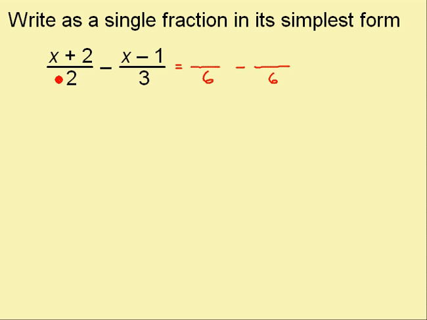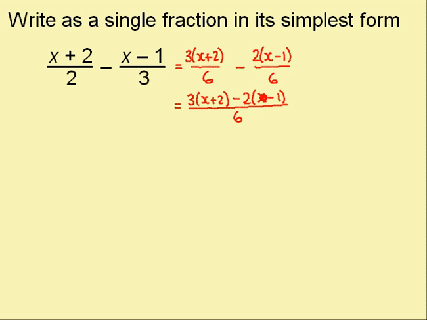How many times does 2 go into 6? Well, it goes in 3 times. So on the top here, I need to multiply by 3. I've got 3x plus 2. In the same way, this side needs to be multiplied by 2. So I've got 2x minus 1. Now I can rewrite this as one single fraction. I've got 3x plus 2 minus 2x minus 1, and that's all over 6.